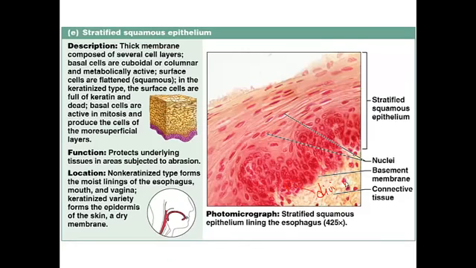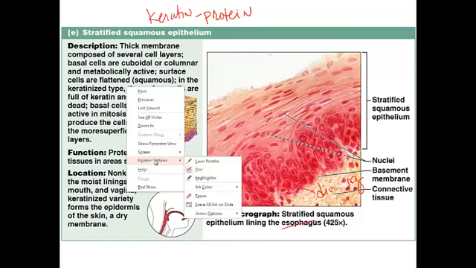And this example that we have here is in the esophagus, which is going to be an example of non-keratinized. Keratin is a tough protein that's important for protection. We're going to talk about it in the next unit, as it's very important for the integumentary system. But the large majority of stratified squamous is keratinized. And again, the non-keratinized would be in some of these other examples that you have in here.